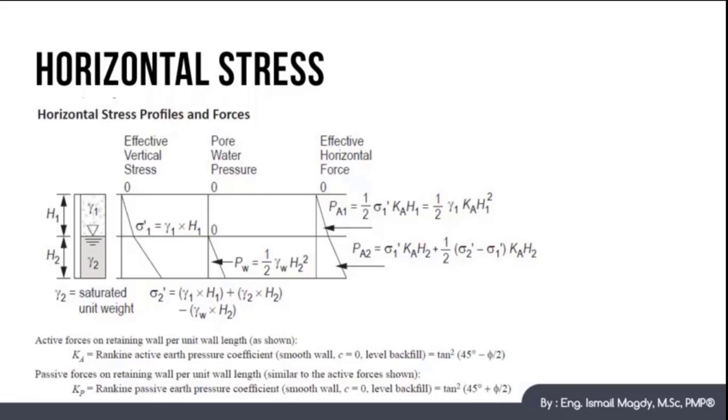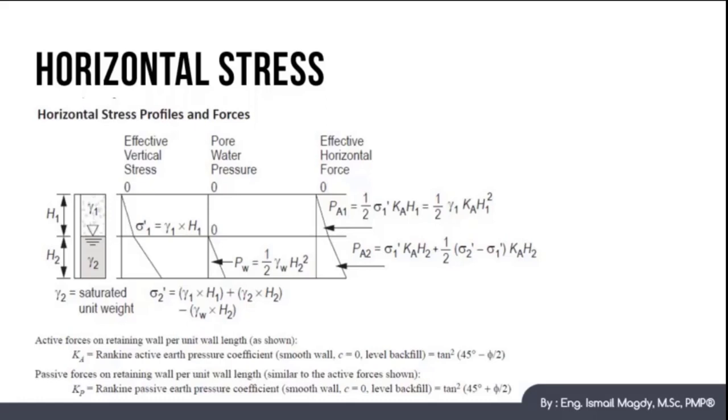The horizontal stress at any point equals the vertical stress multiplied by a coefficient, which is called either the active pressure coefficient or the passive pressure coefficient. The pressure coefficient is active on the side where the soil is trying to move the structure, while the pressure coefficient shall be passive on the side where the soil is resisting the movement. The active and passive coefficients can be calculated using these equations. K active equals tan squared of (45 minus phi over 2), and K passive equals tan squared of (45 plus phi over 2).